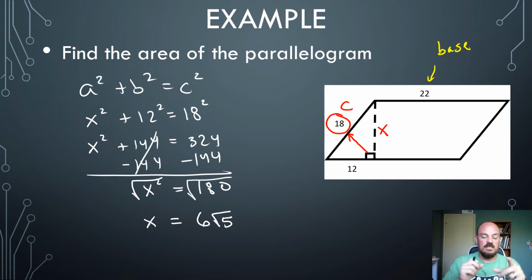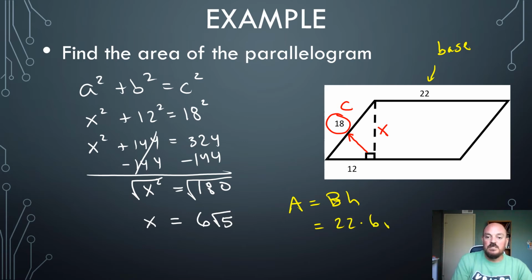And I've told you this in the past. If you round off a number in the middle of a question and then use that rounded off version, your answer could be off by a little bit at the end. We don't want that. So to finish the question, we have area equals base times height, which would be 22 times 6 radical 5. Now, again, if you want the exact answer, just do the 22 times 6 and leave the radical 5. That would be, let's see, 132 radical 5.